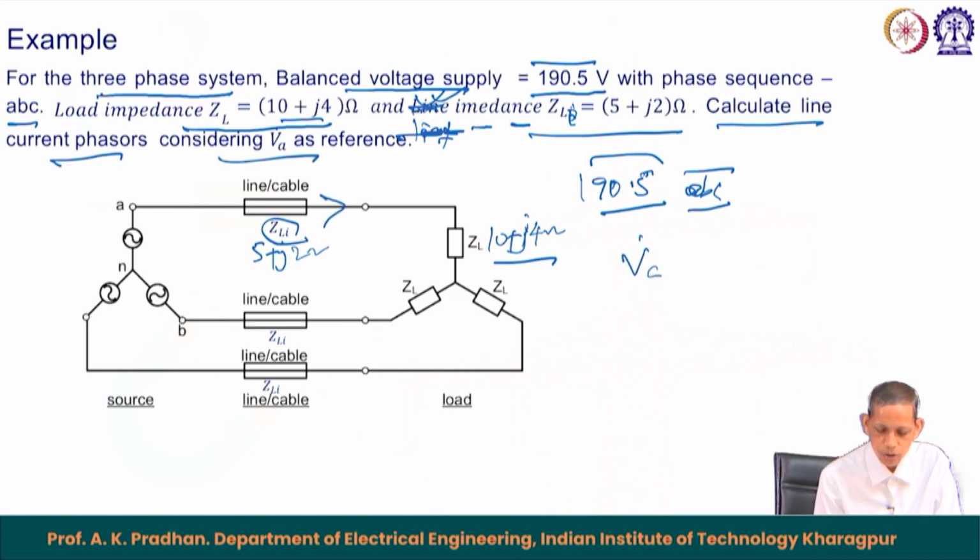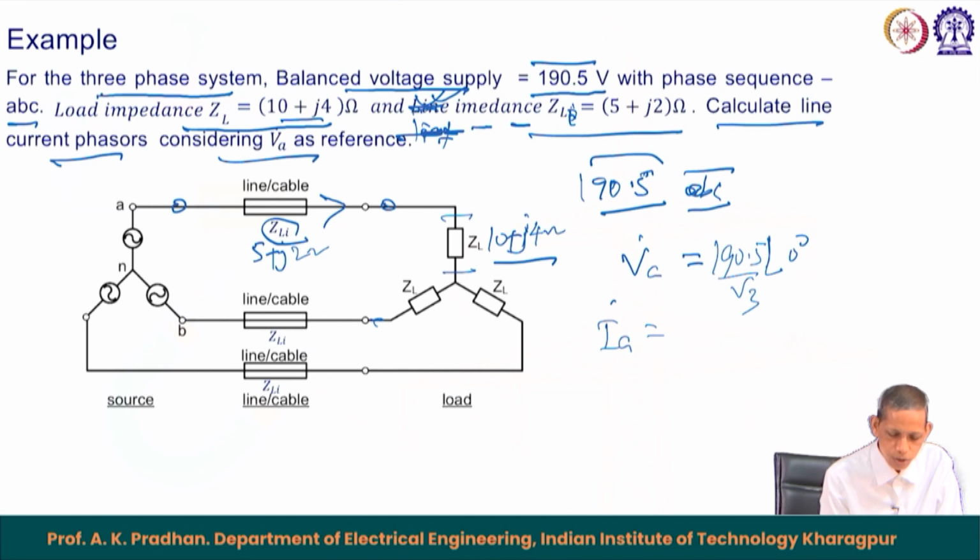So, V A becomes equal to the corresponding magnitude with an angle of 0 degree. Magnitude will be 190.5 divided by root 3 because this is a star connected system. The voltage across here will be line voltage divided by root 3. Now, for the line current I A, the balanced voltage supply here is 190.5 divided by root 3.